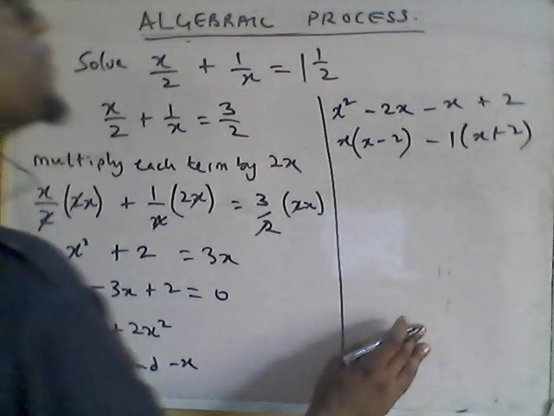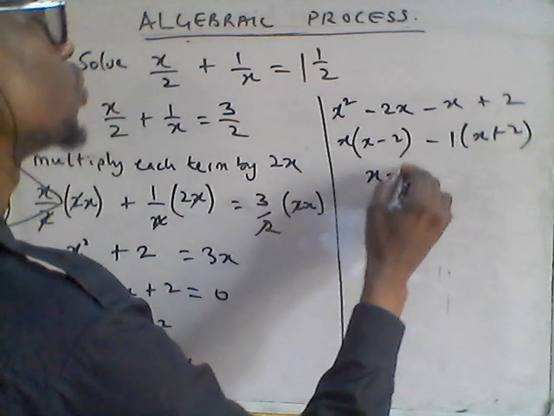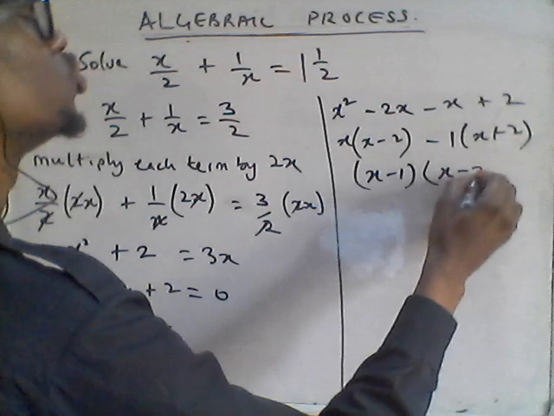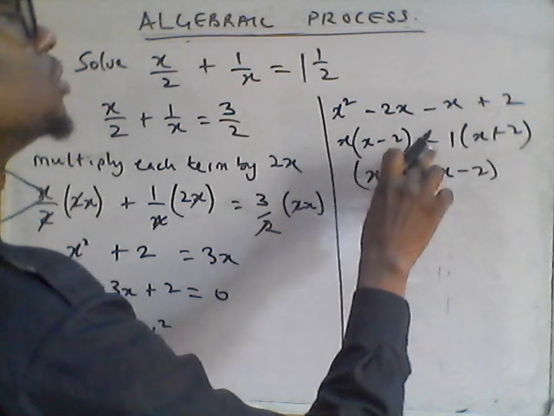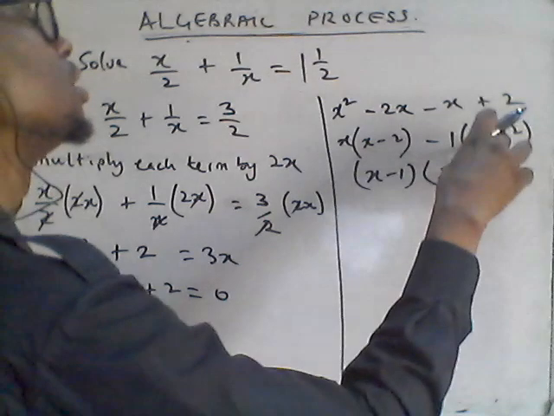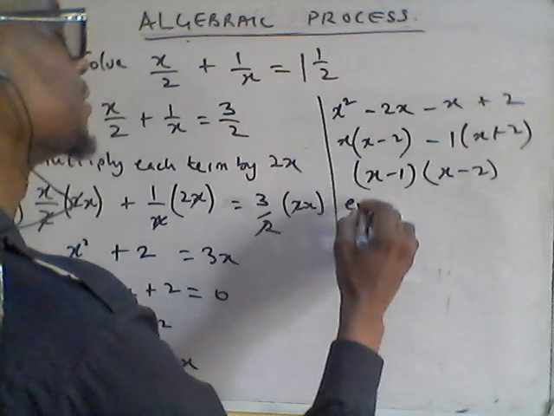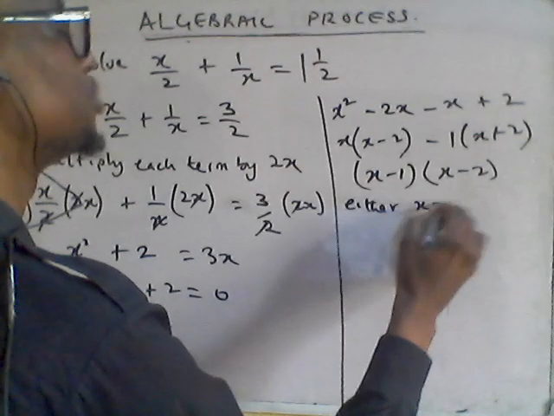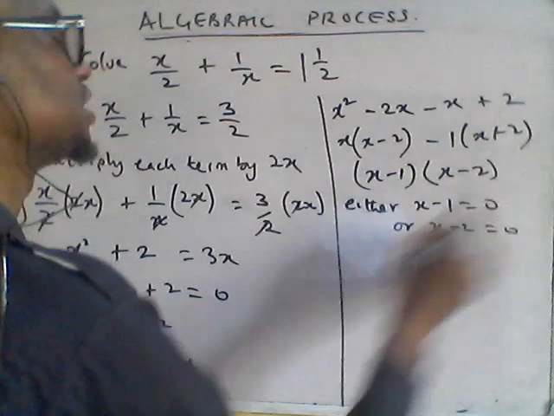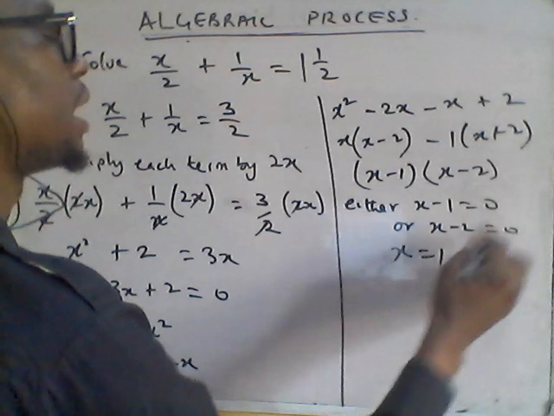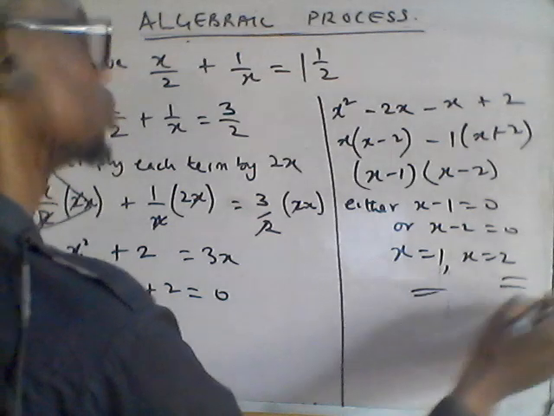Okay, so I will now factorize x minus 1 and x minus 2. This one works. If this minus works with this plus, it becomes minus. So at this point, I will now say either x minus 1 is equal to 0 or x minus 2 is equal to 0. For the first case, x is equal to 1, and x is equal to 2.